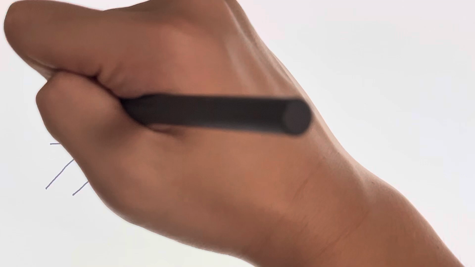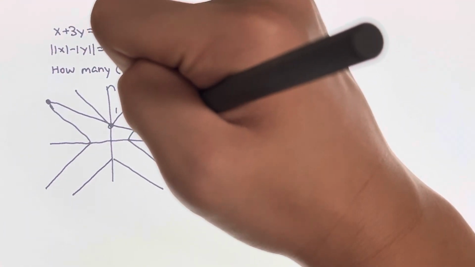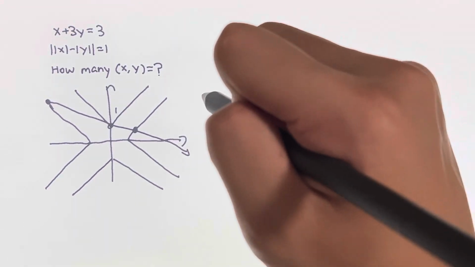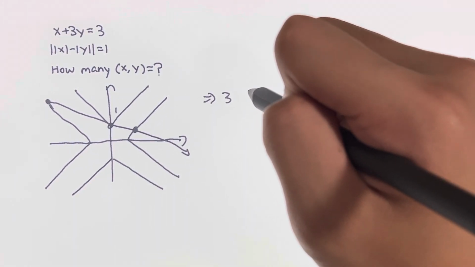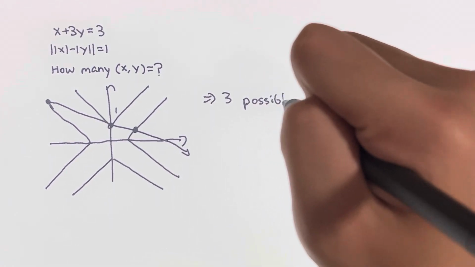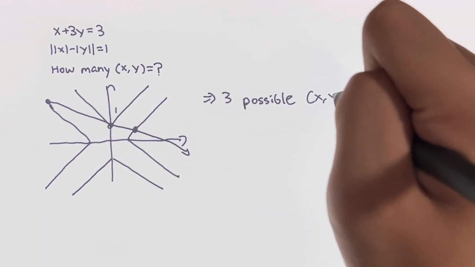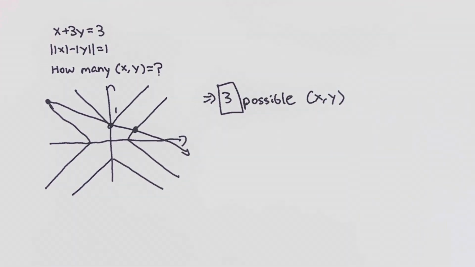The intersection points: there's going to be one here, and one here. So we have 3 intersection points, which will mean there can be 3 possible (x, y). And that is how you solve this problem.